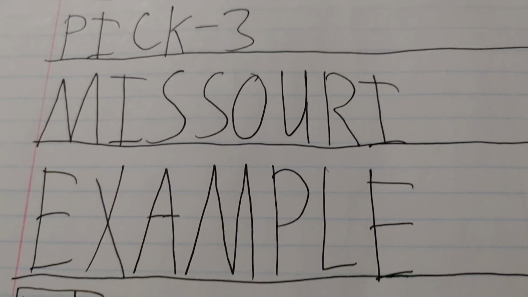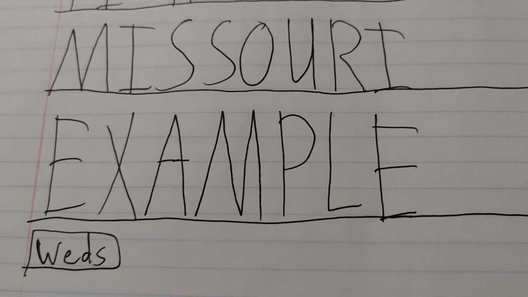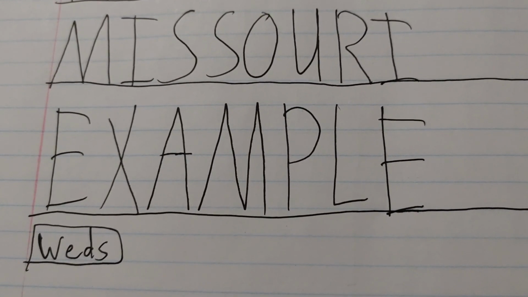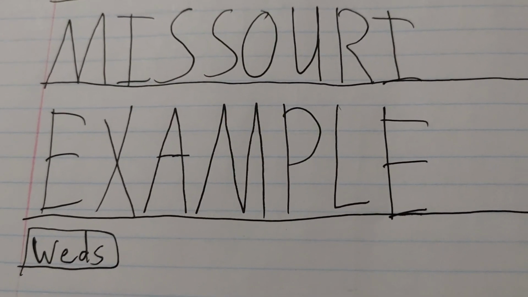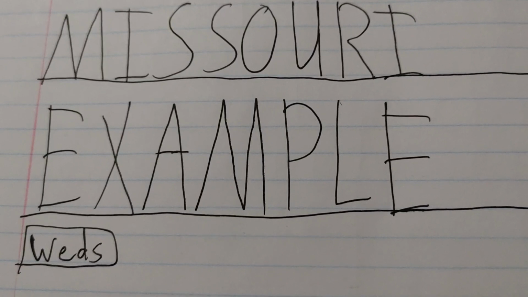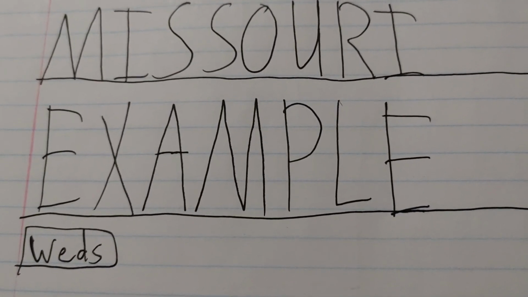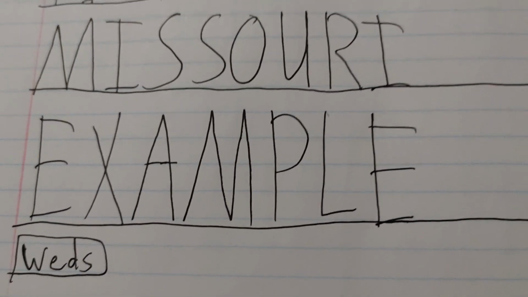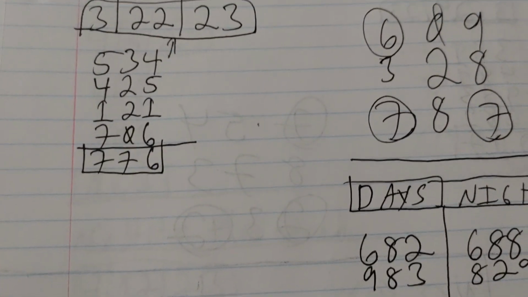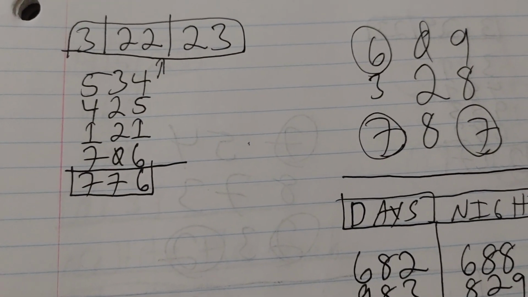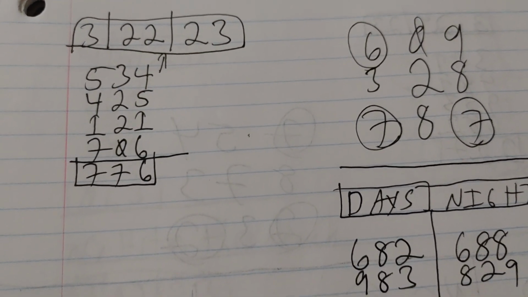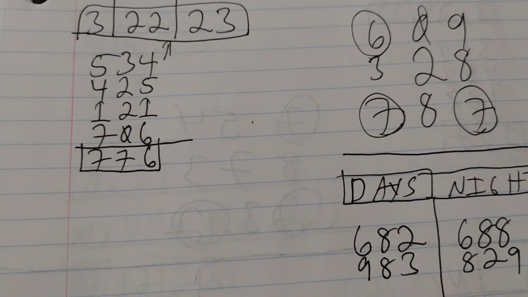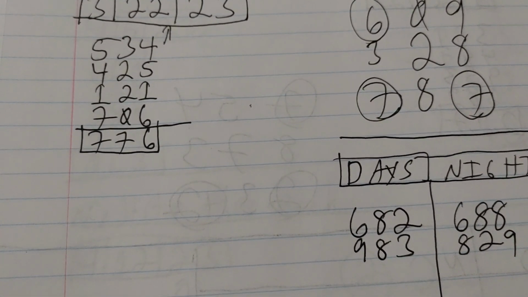Alright, so for your state, the day of the week it seems to like with it is Wednesday. I thought I saw Monday also working a bit, but I will not be covering the Monday examples in this video. Alright, so on March 22nd, 2023, the number that fell was 534.